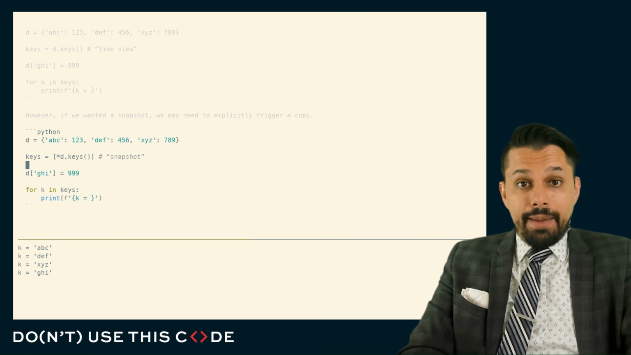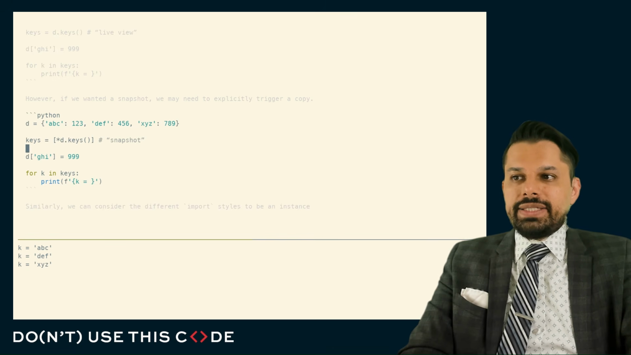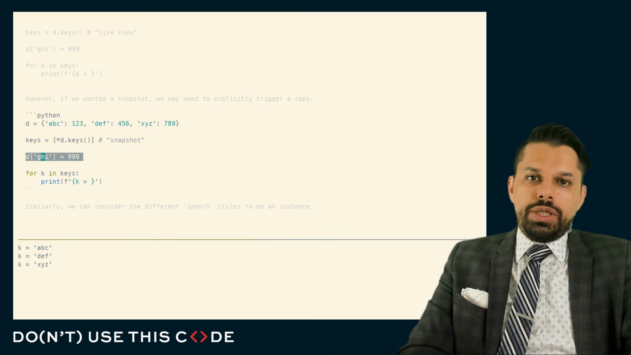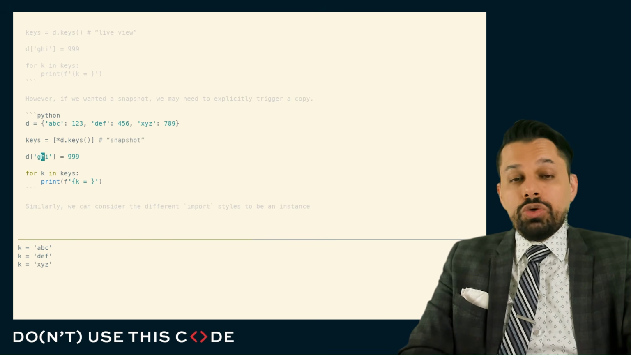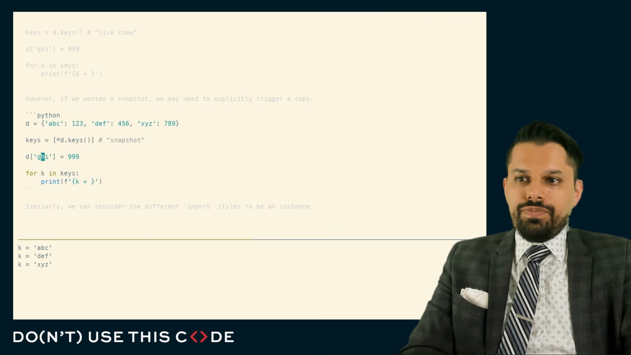If I wanted a snapshot, then I may need to use something like this extended unpacking syntax to say, give me the keys as they exist at some point in time, such that future manipulations, future addition or removal of keys is no longer visible through this variable called keys.